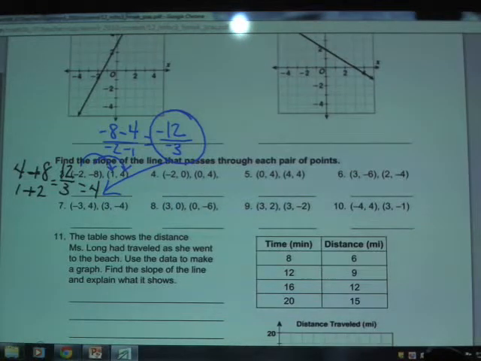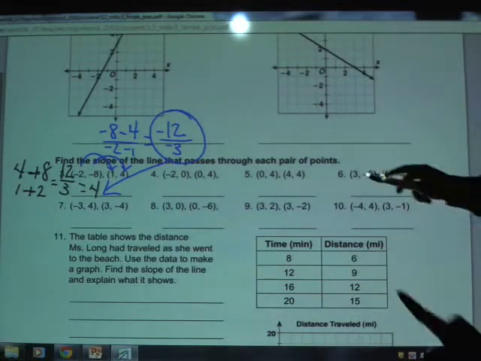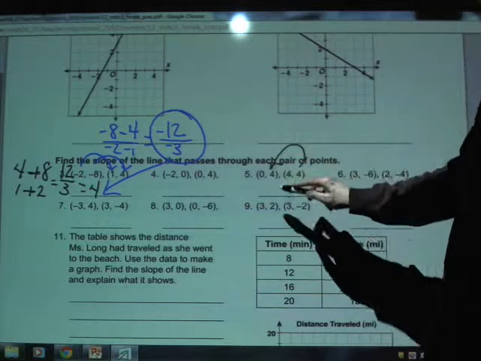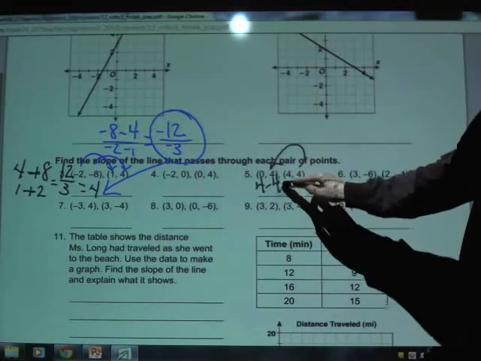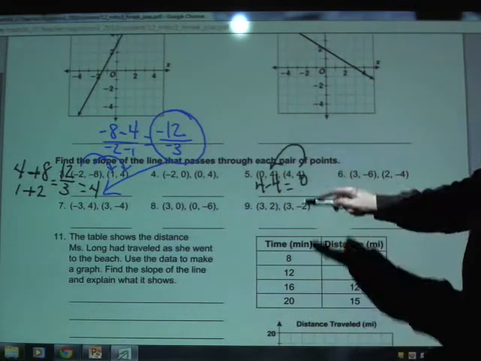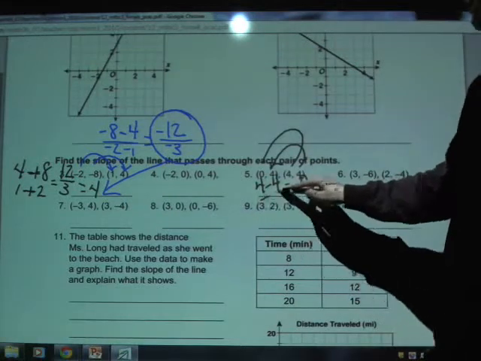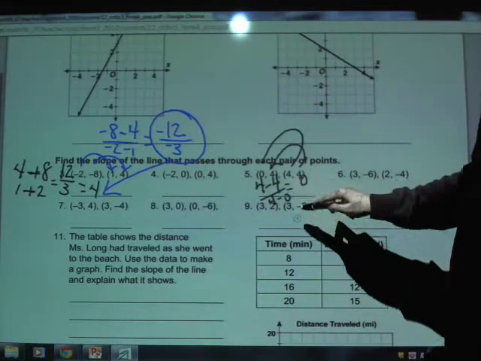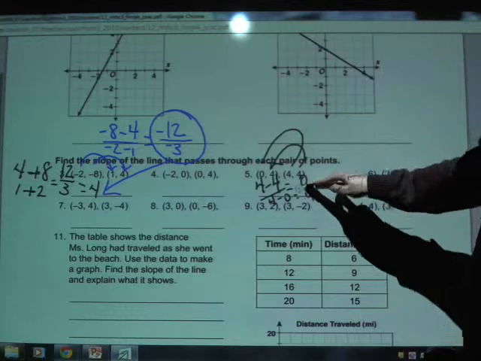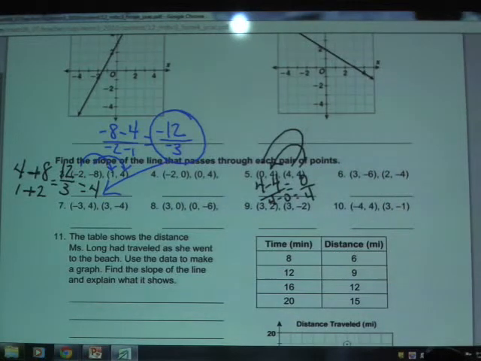Let's try that again with question number 5. Again, start off and find the difference in the y values. So I'm going to do 4 minus 4, which is going to go down to 0. Then I'm going to do the difference in the x values: 4 minus 0, that's going to change into 4. So the slope here is 0 over 4.